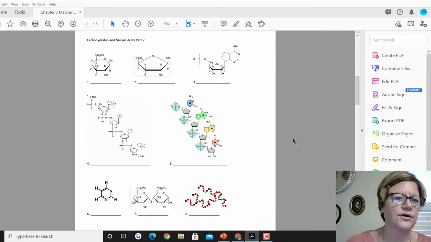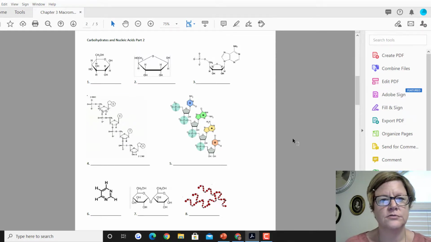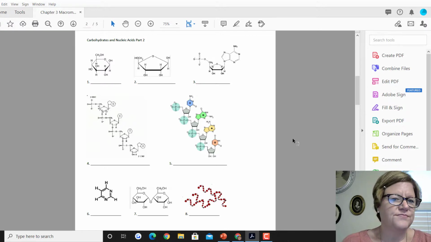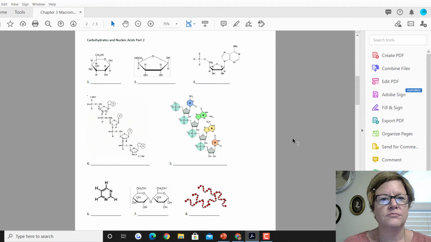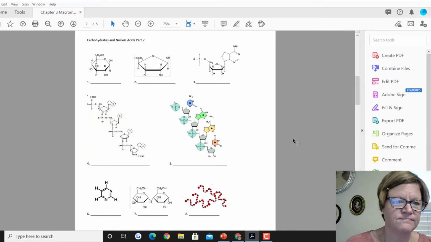So number 1 is glucose. You should be able to recognize glucose. Number 2 is ribose, or if you don't know the name of the sugar, you can just put monosaccharide. Glucose, I expect you to know the name of, but number 2, you can just put monosaccharide. Number 3 is 1 nucleotide. It has all the 3 components of a nucleotide: phosphate group, 5-carbon sugar and nitrogenous base. So altogether it makes a nucleotide. Number 4 is a nucleic acid or a polynucleotide. Number 5 is a polynucleotide.